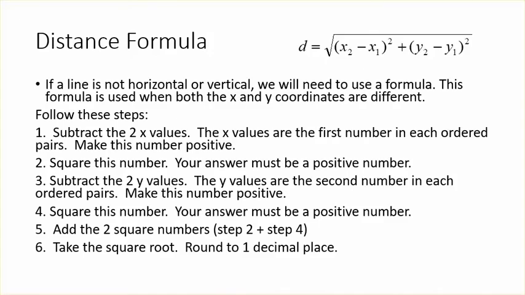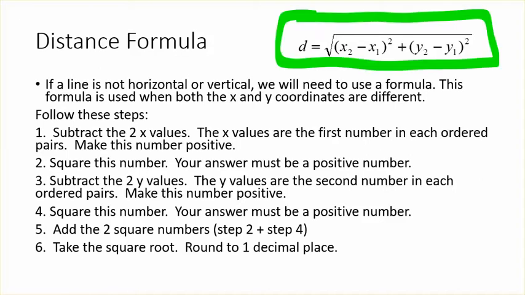The distance formula is shown on the top right of this screen. The distance formula is the square root of x2 minus x1 squared plus y2 minus y1 squared. That formula might look a bit complicated, so we're going to break it down into individual steps.